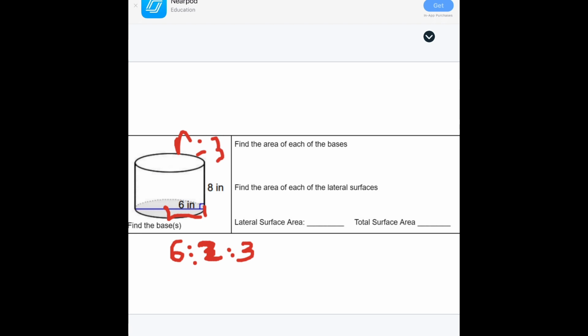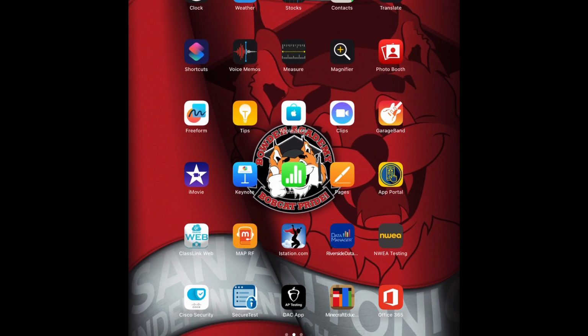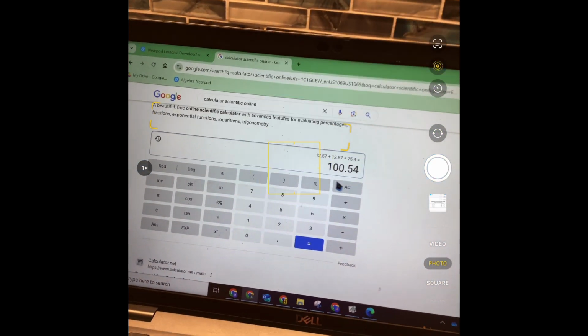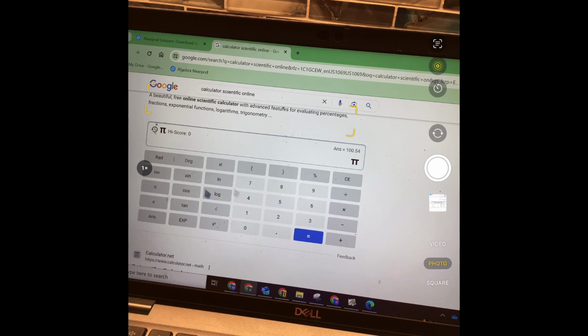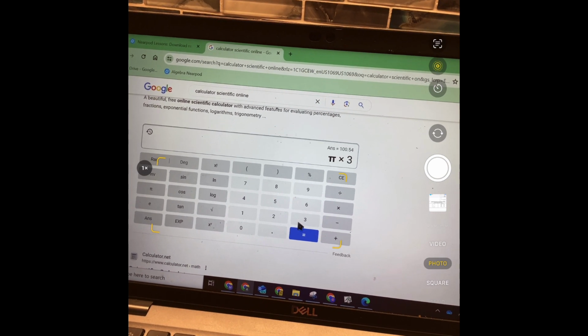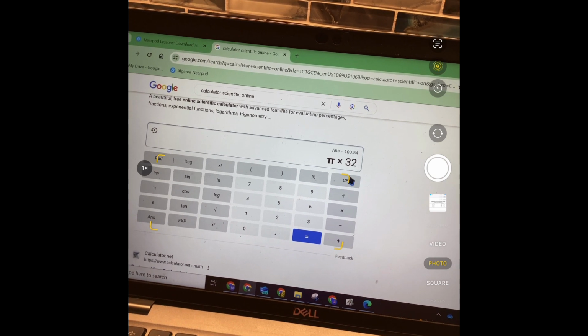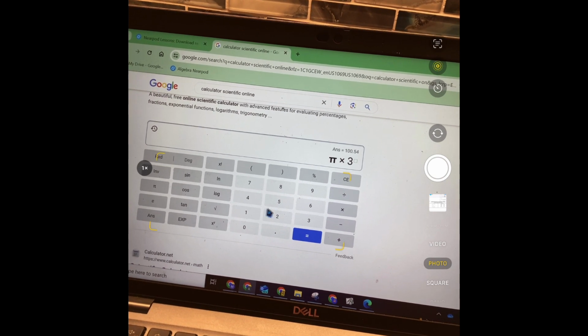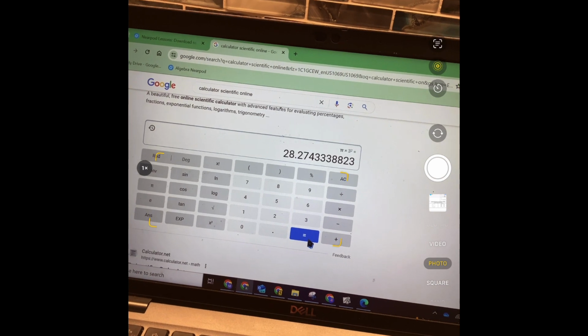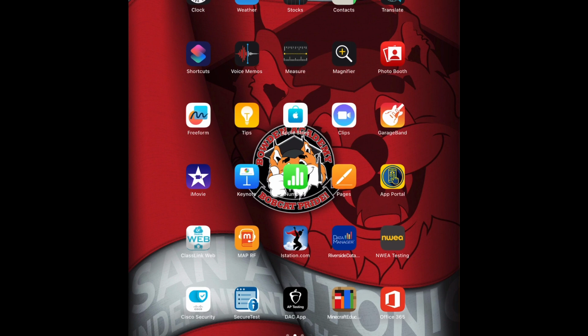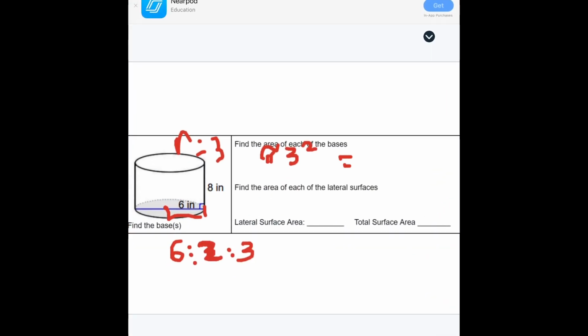To find the area of each of the bases, it is pi 3 squared. Now, once again, I'd like to throw my calculator back up on the screen. I apologize. Again, I clear everything. I go pi times 3, raise it to the 2 for pi 3 squared. It didn't do it. I apologize. Raise it to the 2. That equals 28.27. Okay, I'm going to go ahead and document that. 28.27.